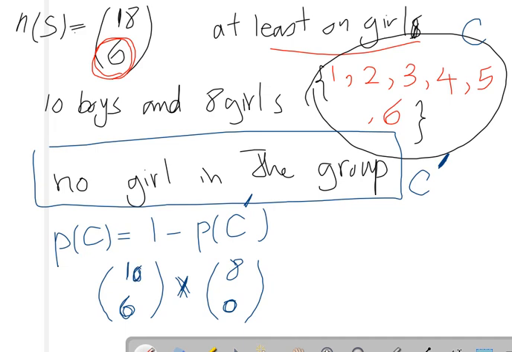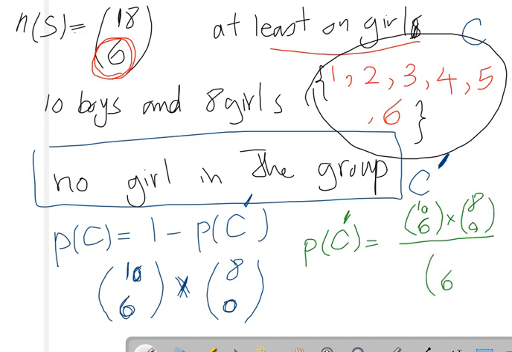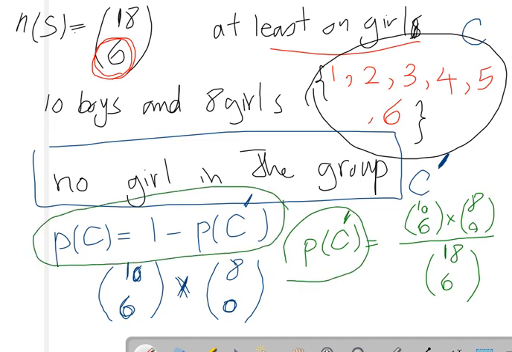So the probability of C prime is 6 boys from 10 and no girls from 8, over 6 people from 18. So by using this probability and this equation for proposition 2, we can obtain the probability of C.